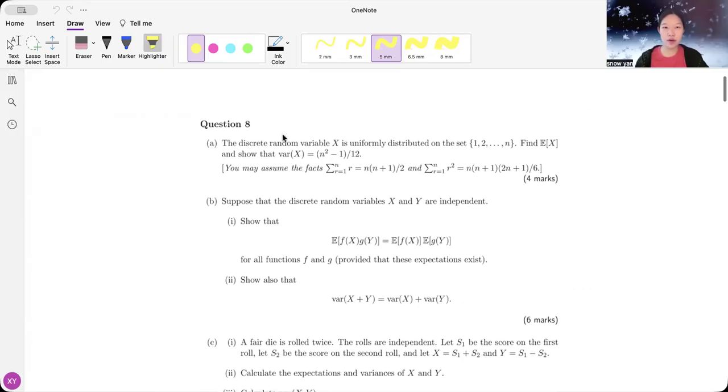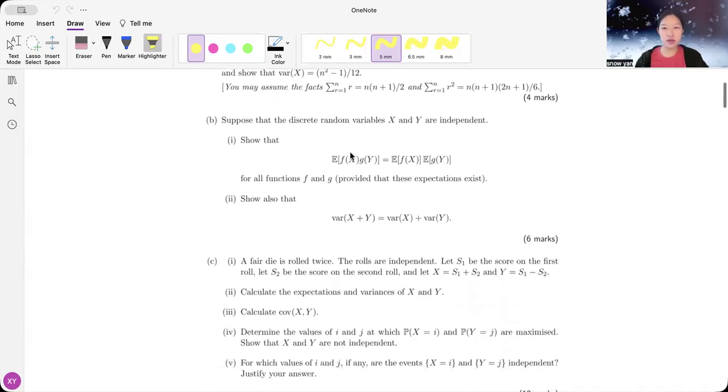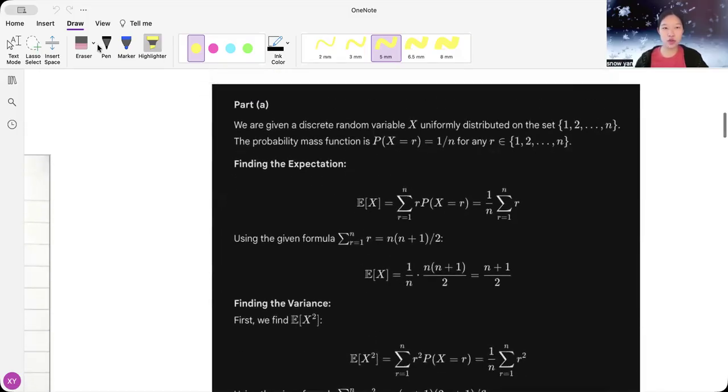So in part A, we have this discrete random variable X uniformly distributed on the set 1 to n. Find E of X and show that the variance is this. What Gemini did was, you have this from 1 to n uniformly distributed. The probability mass function is 1 over n for each of the values. Hence the expectation would just be the sigma of the values times their probability, which would be 1 over n times sigma of this, right?